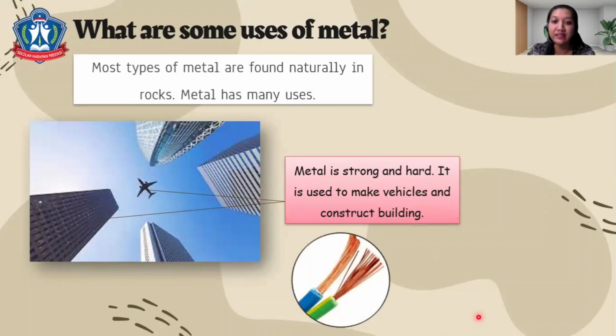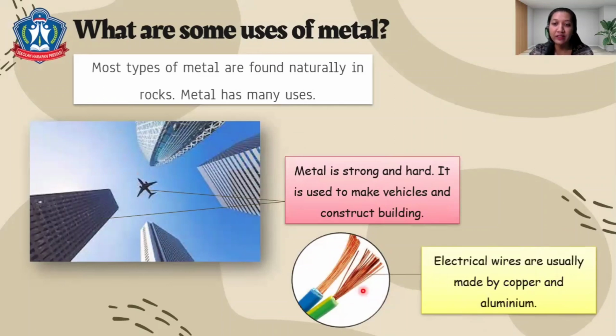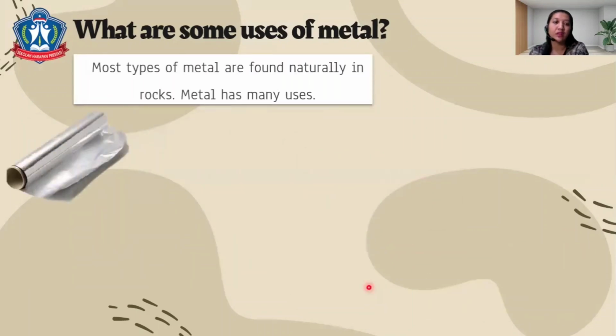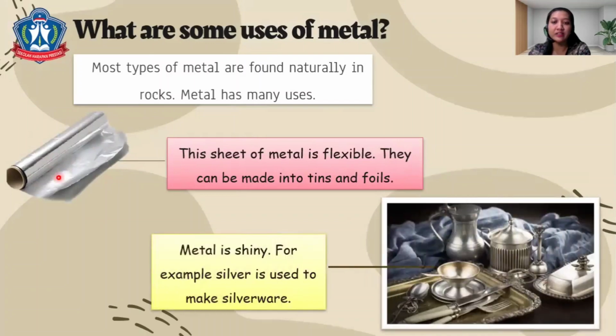Or the other example, friends, look at this picture. Electrical wires are usually made of copper and aluminum. And then here, friends, this sheet of metal is flexible. They can be made into tins and foils. Or this one, metal is shiny. For example, silver. The silver here is used to make silverware.